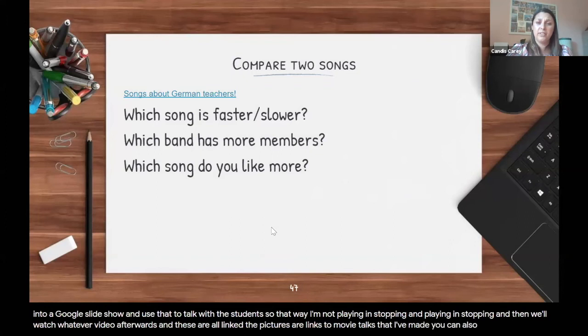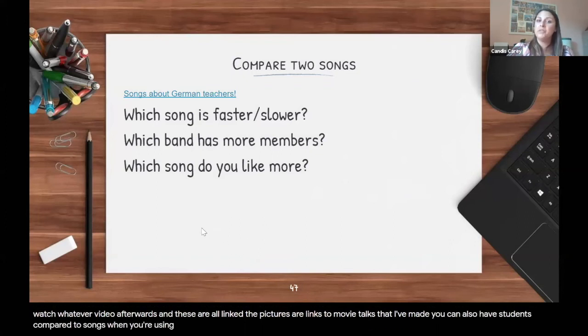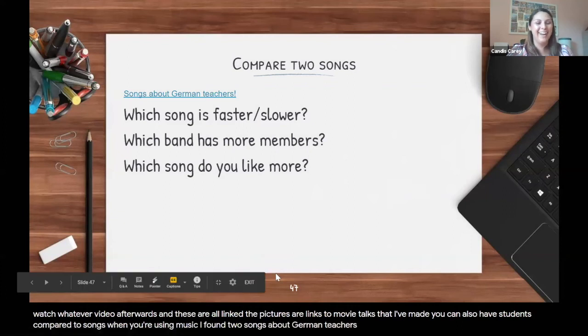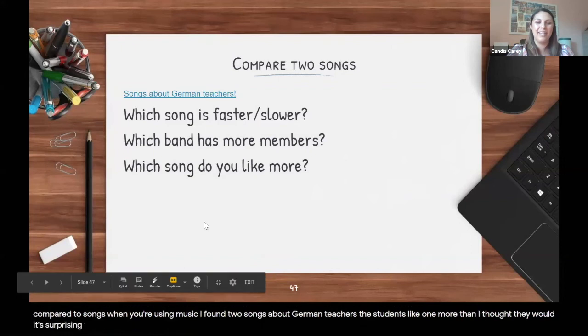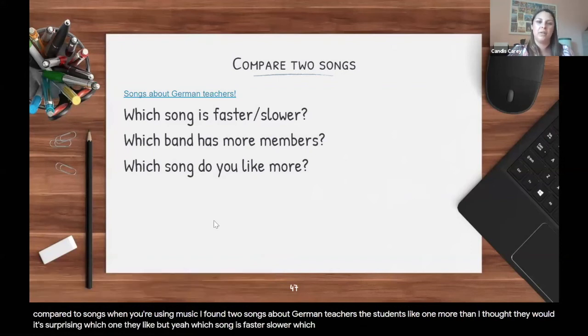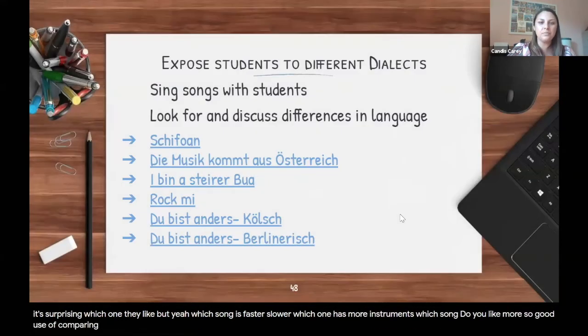You can also have students compare two songs when you're using music. I found two songs about German teachers. The students like one more than I thought they would. It's surprising which one they like. But yeah, which song is faster, slower? Which one has more instruments? Which song do you like more? So, good use of comparing.